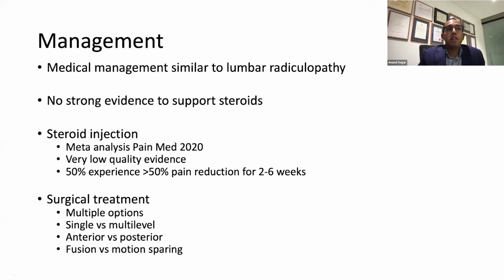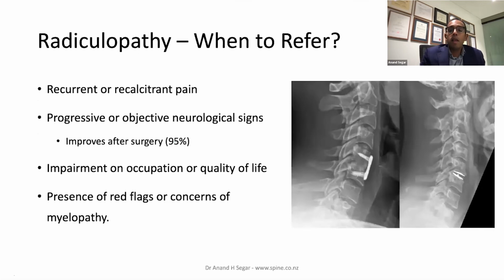The treatment, you have multiple options. You have anterior versus posterior. You've got fusion and motion sparing. And most commonly, it's either an anterior cervical discectomy and fusion, which is the X-ray on the left, or a more newer technique is a disc replacement, which preserves motion.